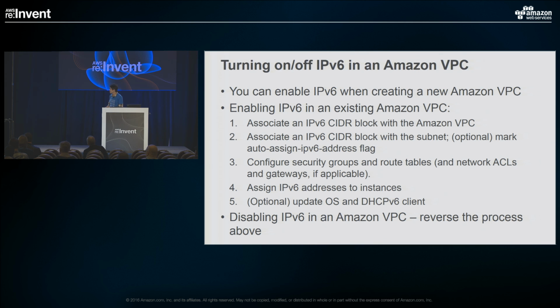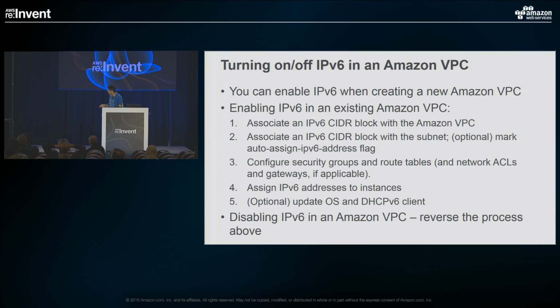If you have an existing VPC, this is the order and the tasks to turn them on. Because you have the general knowledge about VPC and a lot of you are professional network admins, I believe this is pretty intuitive. Starting from the VPC, give it a CIDR block, then give subnets a CIDR block, then configure security groups, route tables, ACLs, and gateways if applicable, and then assign IPv6 addresses to instances.